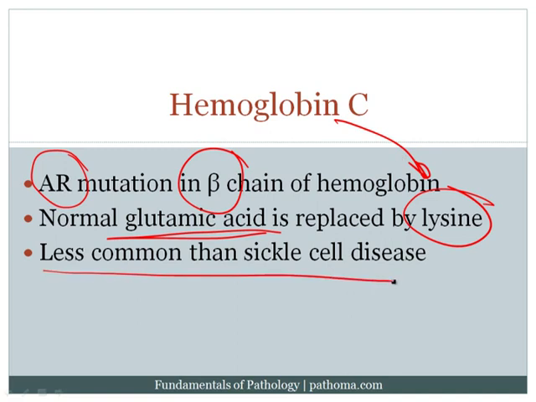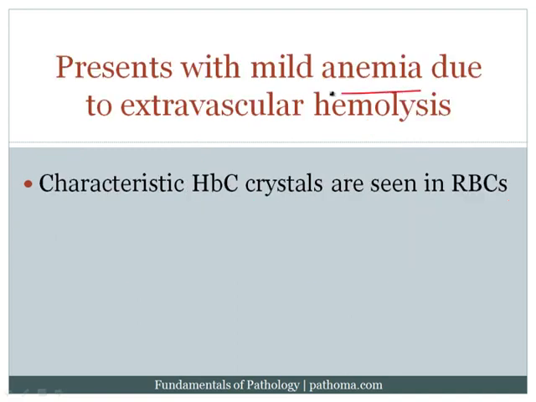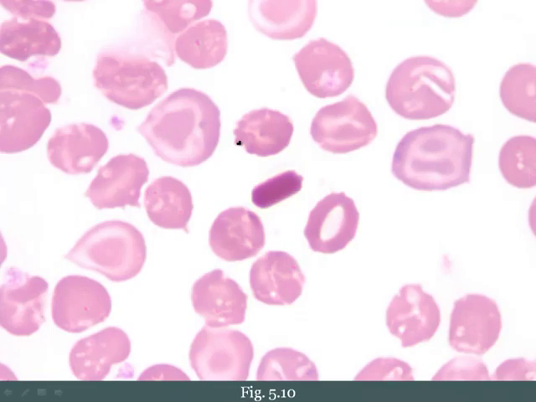This is less common than sickle cell disease. It presents with a mild anemia. The anemia is predominantly due to extravascular hemolysis. But what's most important about this disease, especially for examination purposes, is that you characteristically see hemoglobin C crystals on the blood smear. And this is the classic hemoglobin C crystal. So lysine and hemoglobin C crystals.